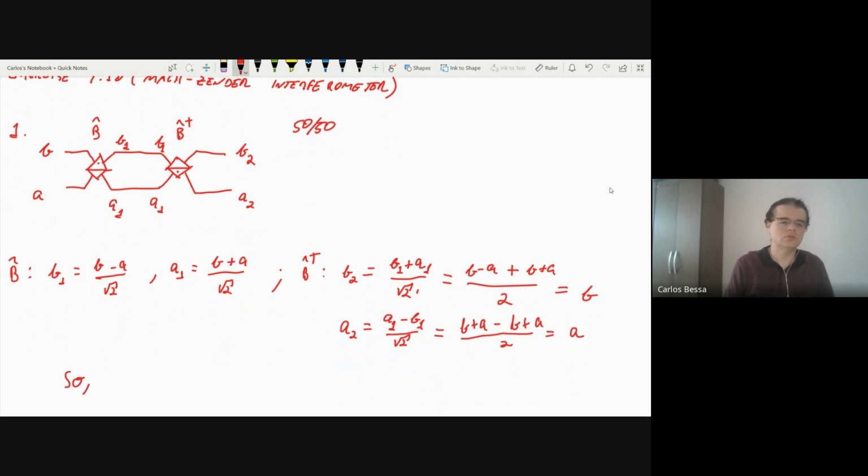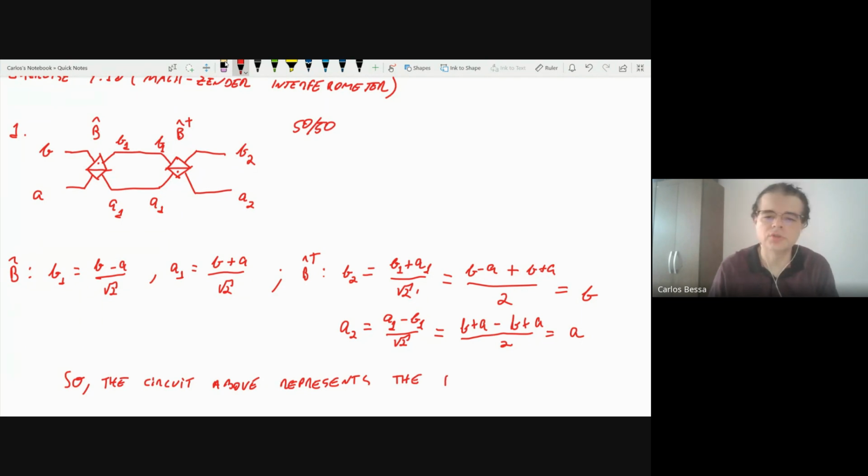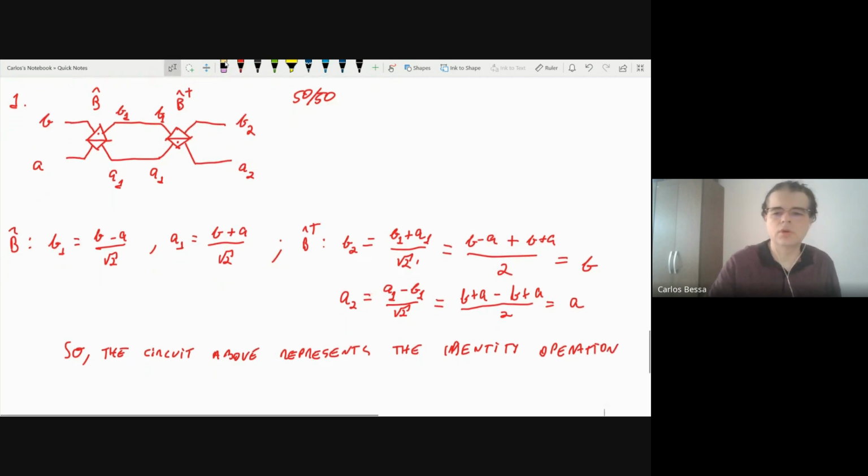So we have the circuit above represents the identity operation. Identity operation. Okay.